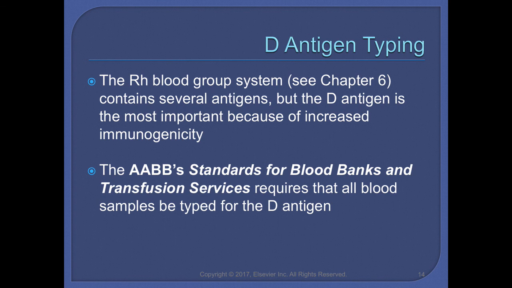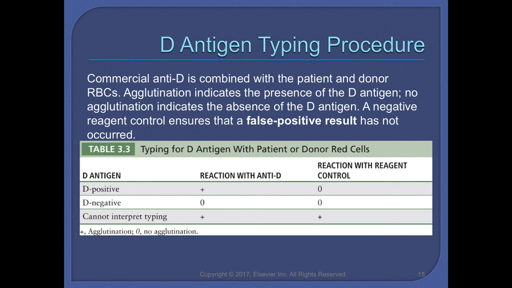So the AABB standards for blood banks and transfusion services require that all of the blood samples are typed for the D antigen. Okay, so you guys already know this from the lecture that we've had on the Rh blood group system.